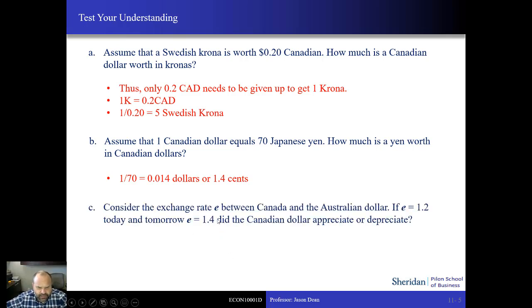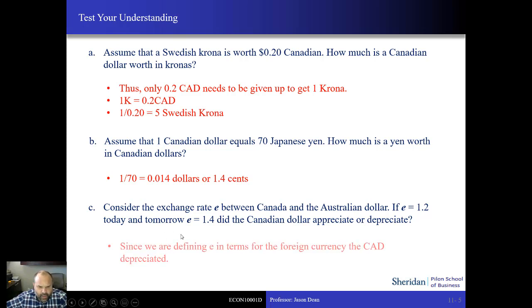Now consider the exchange rate E between Canada and the Australian dollar. Okay, now let's assume this is in terms of our definition before, where this exchange rate is defined as how much a Canadian would have to give up of their dollar to get the Australian dollar. So if it was 1.2 today and 1.4 tomorrow, did the Canadian dollar appreciate or depreciate? Okay, so hit pause to think about it.